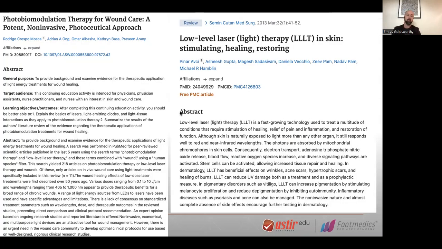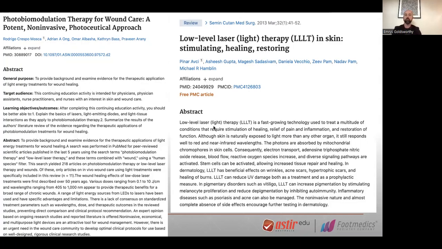Okay. The key is regularity. It's not about how much you do in one go. In fact, it's the opposite effect. If you do too much, you won't have anywhere near the wound care effect that you want. You want to go low intensity, lower frequency. So I'll come to that in a moment.